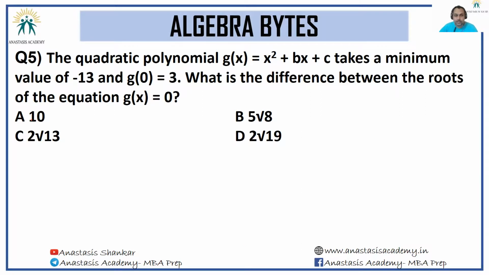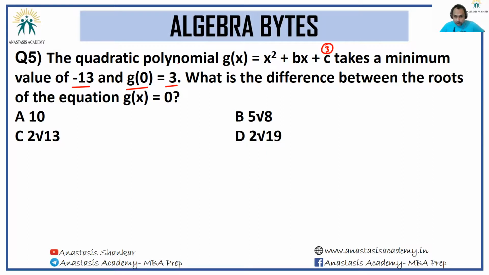Okay, next question. The quadratic polynomial g(x) is equal to x square plus bx plus c takes a minimum value of minus 13 and g(0) is equal to 3. Anytime you see g(0), this means as good as c is equal to 3. Because when you put x equal to 0, this entire expression will have only c left.